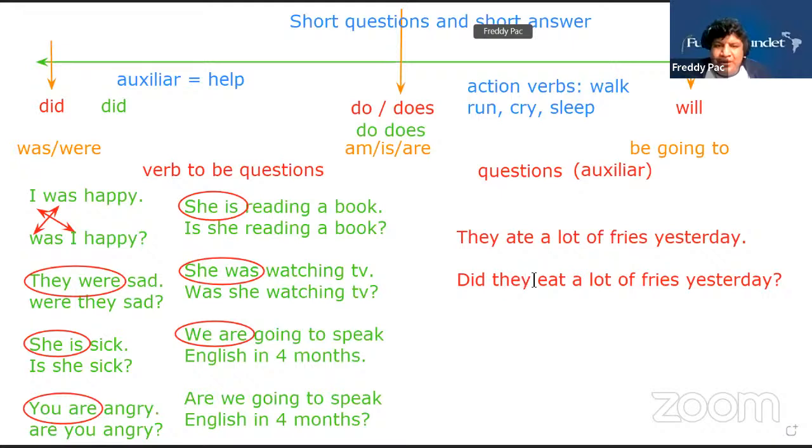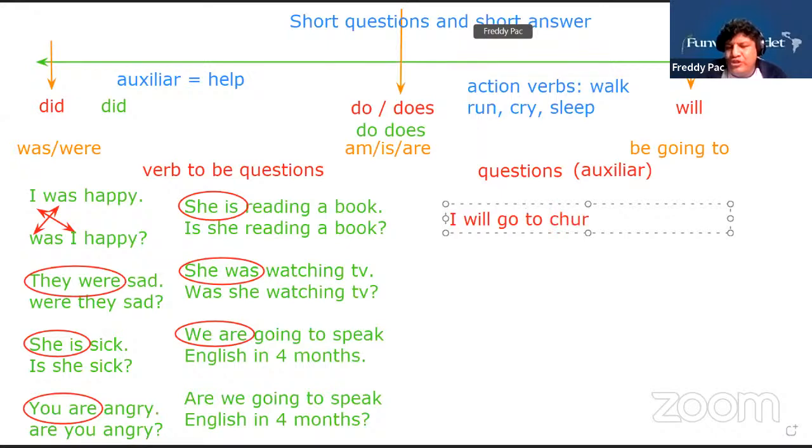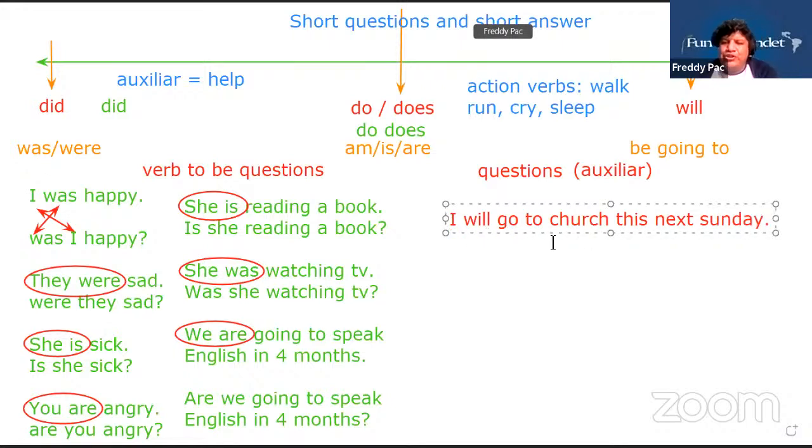Let me do another one. So the only thing is that instead of past or instead of present, I am going to do one in future. I will go to church this next Sunday. Okay. There I have the sentence. I will go to church this next Sunday.